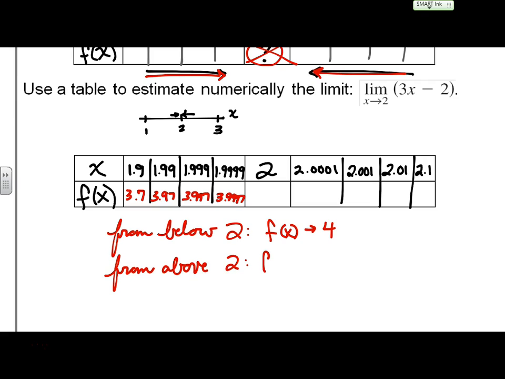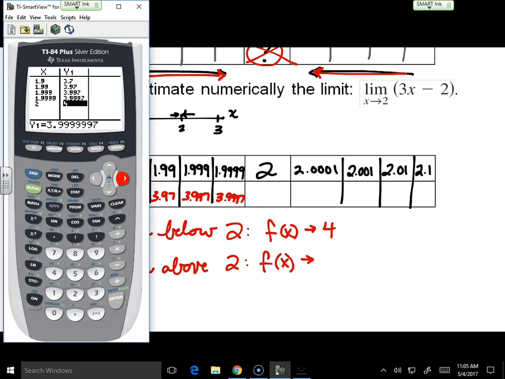We're trying to also answer the question from above 2. What is f of x approaching? So now it's my job to go from the other direction. Some of you have already done that. Thank you. I'm going to make sure there's room for all of my points, so I need a 1 and a 2 and a 3 and a 4. So I'll come back here.